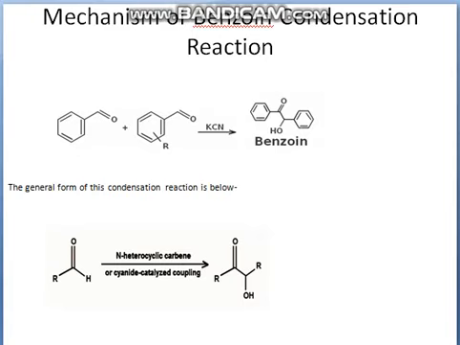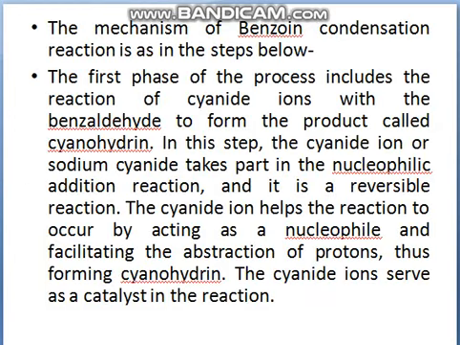So here is the mechanism of the benzoin condensation reaction. This is the general reaction which is given below. You can see the mechanism of benzoin condensation. The first phase of the process includes the reaction of cyanide ions with the benzaldehyde to form the product called cyanohydrin. In this step, the cyanide ion or sodium cyanide takes part in a nucleophilic addition reaction, and it is a reversible reaction.